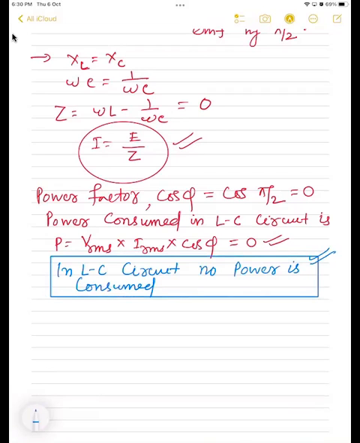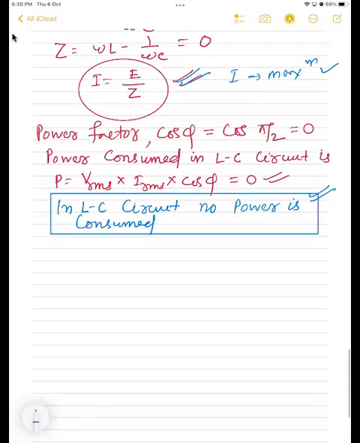And at a maximum point you see, in this case, if Z becomes 0, then what will I become? Very high, right? I becomes maximum. There is a particular frequency when omega L is equal to 1 by omega C, when current becomes E by Z, that is maximum. That is known as resonant frequency.